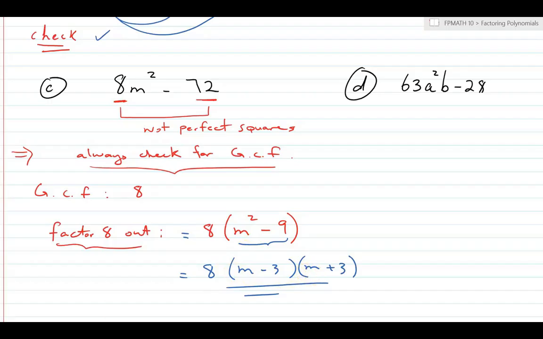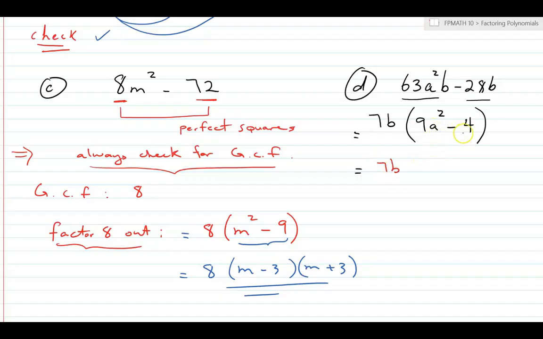Okay, example D, this should say 28b. So same idea again, check for GCF first, because neither one of these is a perfect square. So the GCF of both of them is 7b, and take that out, and you will end up getting 9a squared minus 4. And for the purpose of this, with 7b, you leave the 7b alone.